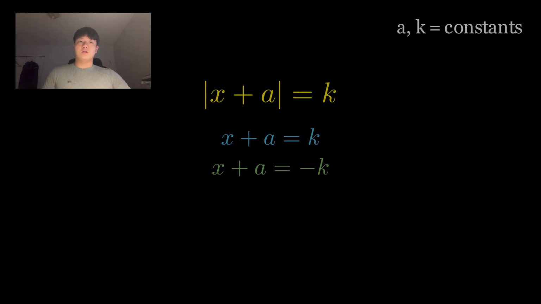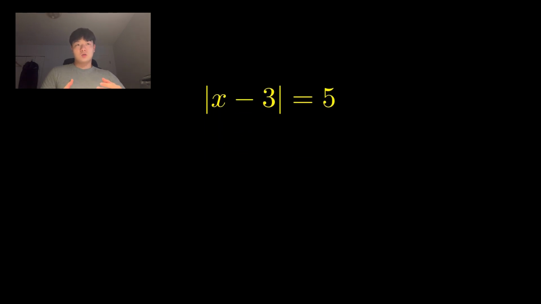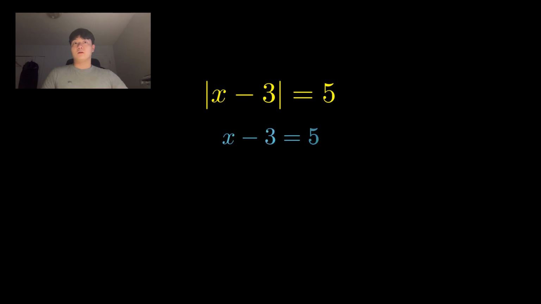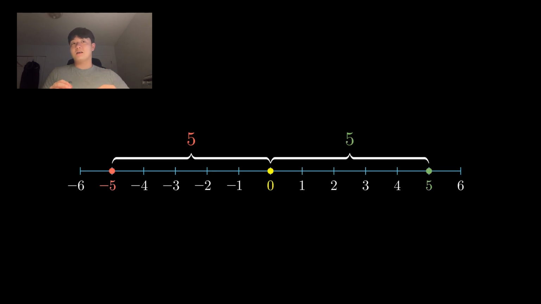Let's try this together. Solve the absolute value of x minus 3 is equal to 5. Most people stop at x minus 3 equals 5, but here's the key. You also need to solve x minus 3 equals negative 5. Why? Because absolute value doesn't care if the distance is negative, it still counts.